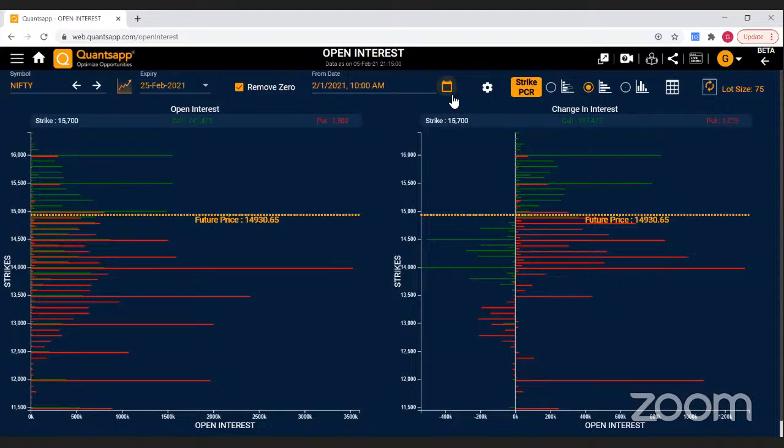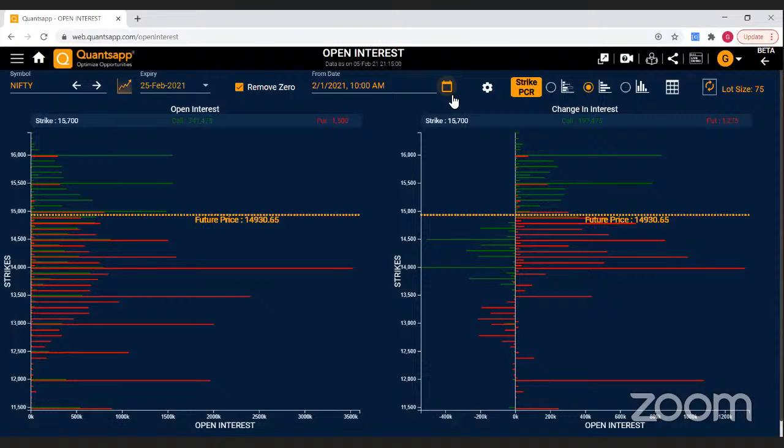Suppose on the Monday, I want to see at 12 or any particular time how the structure of open interest has changed from a particular period of time. Why is this so important and why does it come in handy when looking at the current market situation?